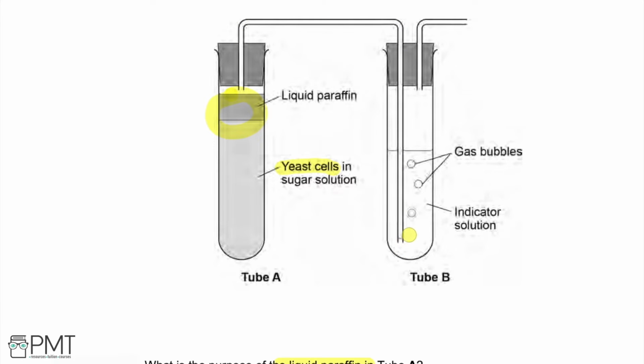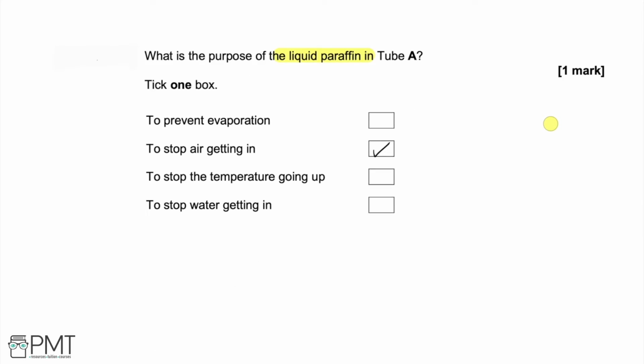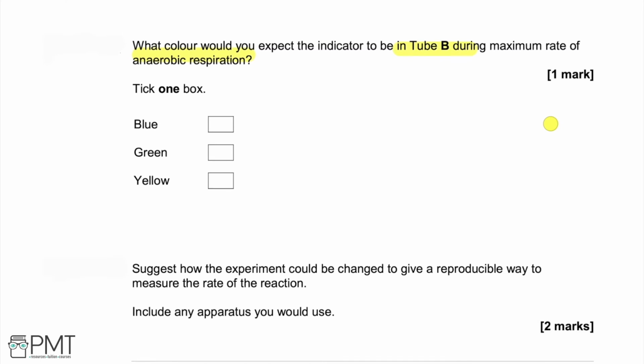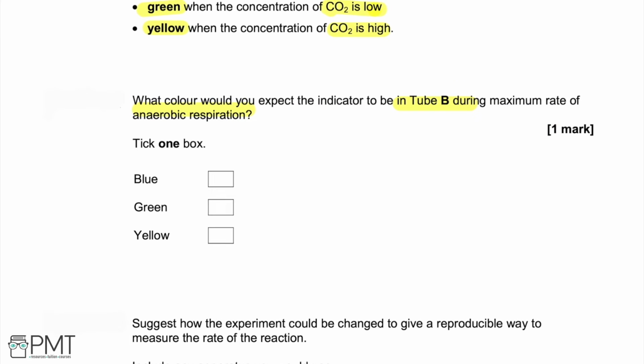So, what is produced during the anaerobic respiration that's taking place in the yeast? Well, the equation is glucose converted by enzymes into CO2, carbon dioxide, and ethanol. So this would result in an increase in the concentration of CO2. And as we can see from the descriptions above, when the CO2 concentration is high, it will turn yellow. Therefore, our answer is yellow.